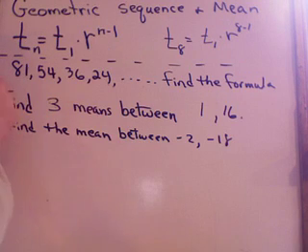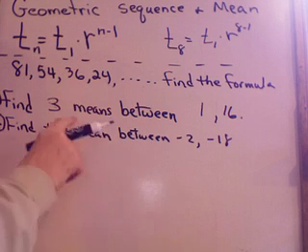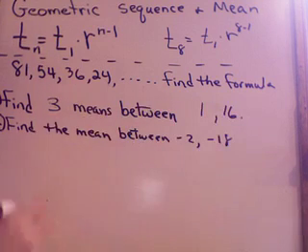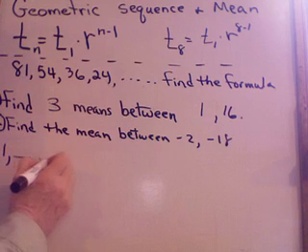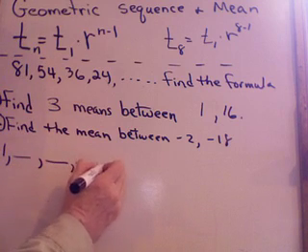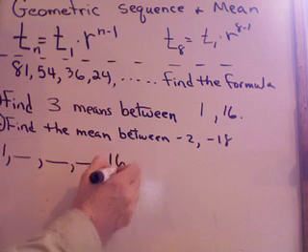Okay, I have two examples here of finding the geometric mean, and I'm going to show you a system that really is pretty neat in terms of finding this. If I want three means between 1 and 16, first thing I do is I set up the sequence and what it would look like. 1, then I have 3 spaces for the 3 numbers that I don't know yet, and 16.